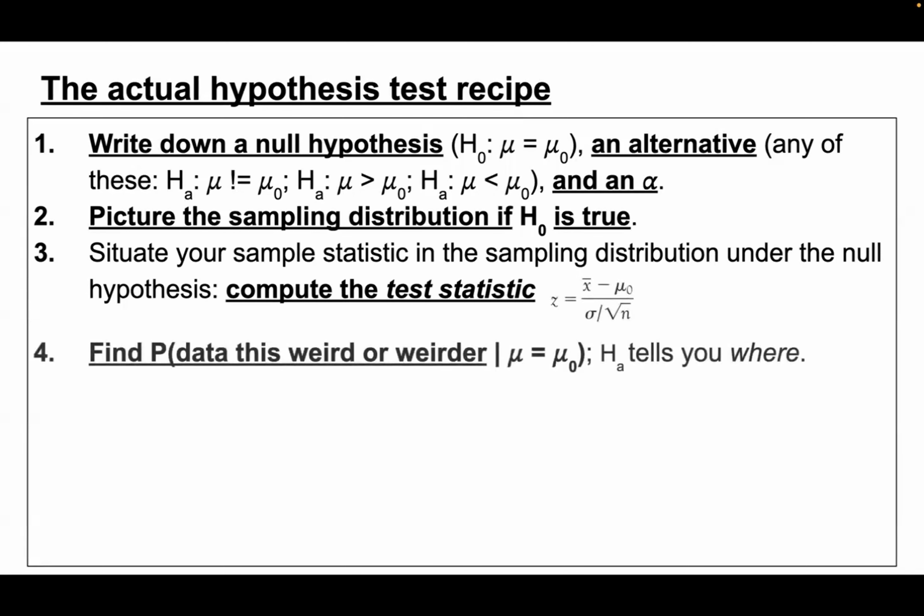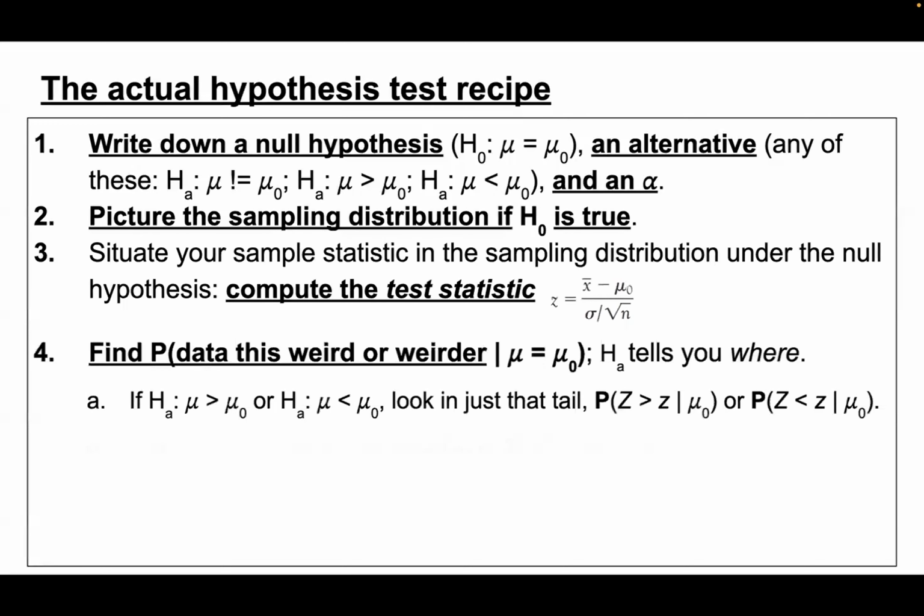So compute the test statistic. Then find the p-value. Basically, all you want to do now is find the probability associated with the z-score. The alternative hypothesis tells you whether you look just in that tail or whether you double it. And then, I just said all this out loud. This is like the very formal way of saying it.